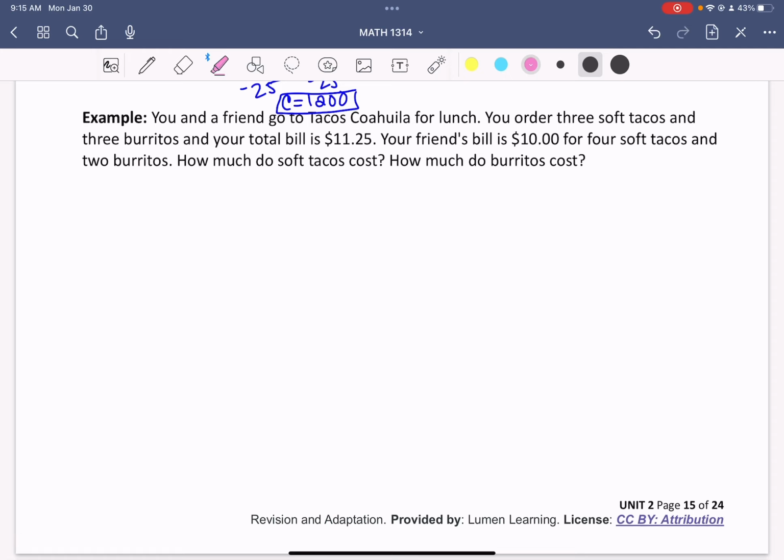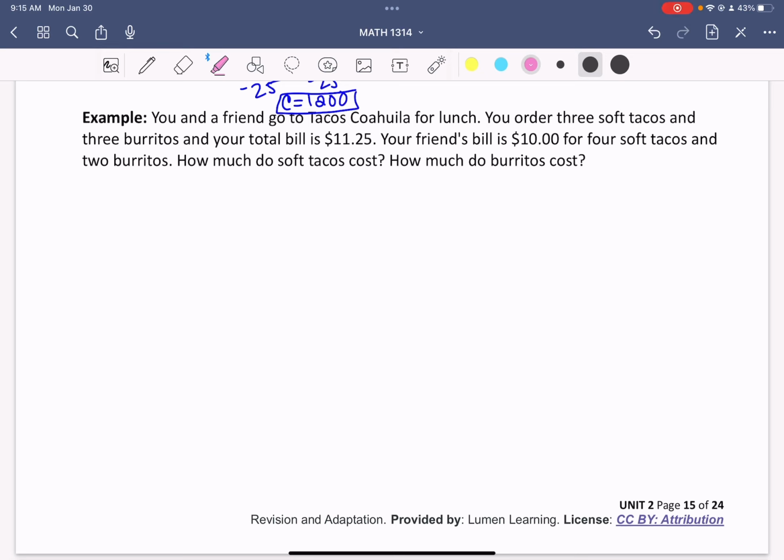It says you and a friend go to Tacos Cohilo for lunch. You order 3 soft tacos and 3 burritos, and your total is $11.25. Your friend's bill is $10 for 4 soft tacos and 2 burritos. How much do soft tacos cost? How much do burritos cost?